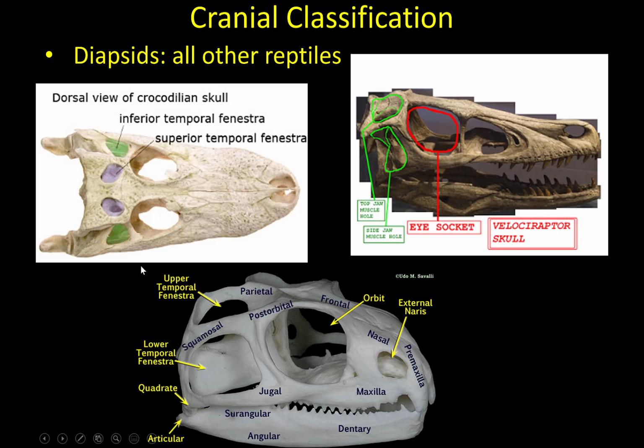Now take a look at these images. It can make it a little easier to understand what we're talking about. Okay? When you look at, say, a crocodile skull from above, you'll see there are two eye sockets, and then behind them, these two holes in the top of their head. These are the temporal fenestra that are above the eye. To either side of the eye are the temporal fenestra that are below the eye.